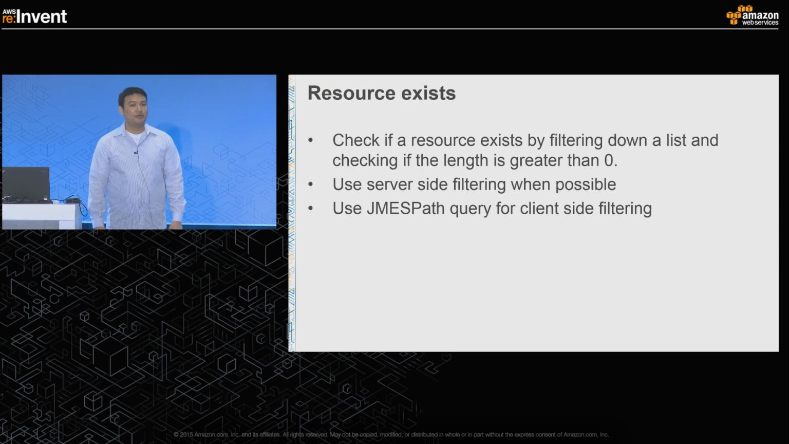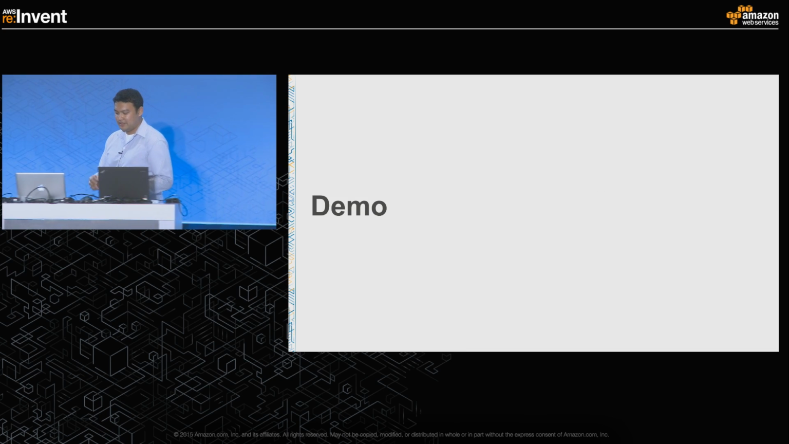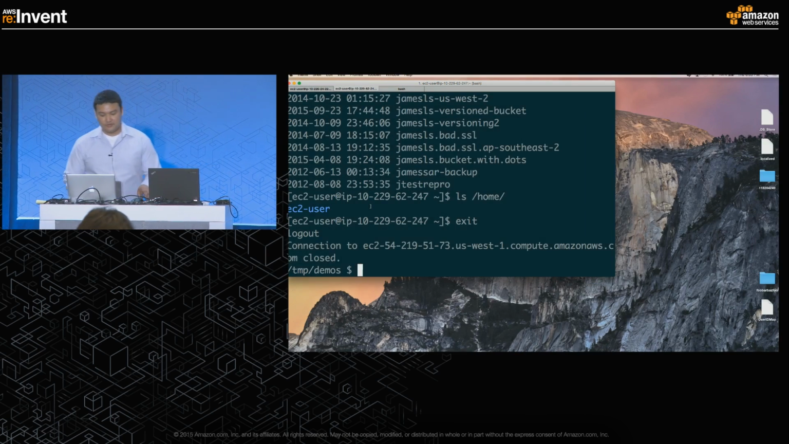And if you're going to do this, remember, conceptually what we're doing is taking a list, checking if the length is greater than 0, and we're going to try to use server-side filtering when possible. Otherwise, we're going to use the JMESPath query thing for client-side filtering. And we went through that pretty quick, but I think a demo here will help solidify some of these things.